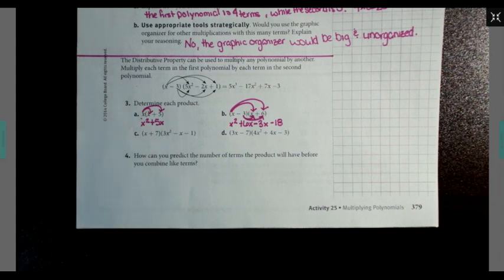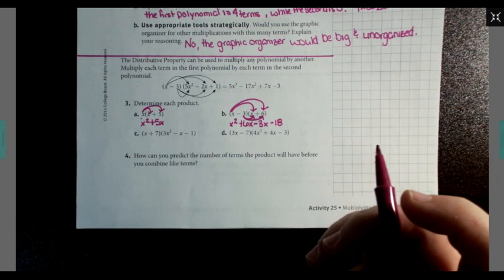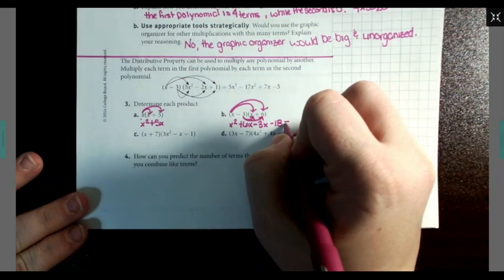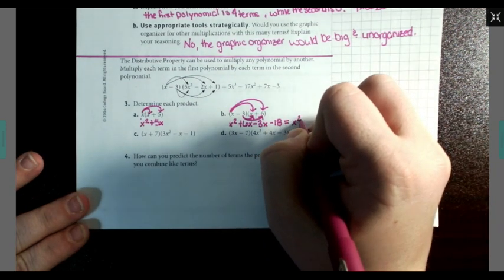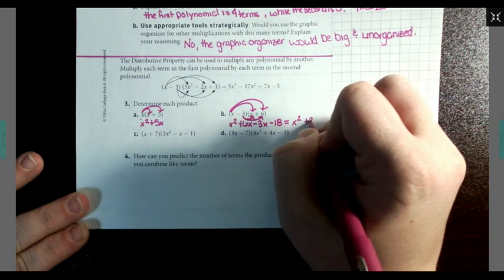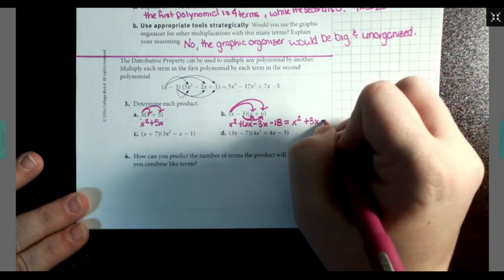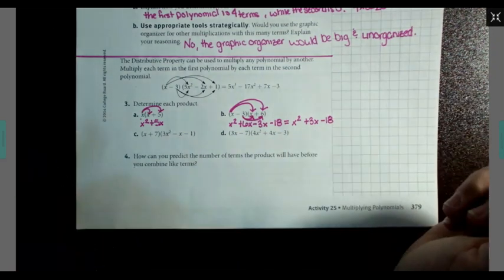All right. So there is one last thing I need to do with that example B or question B. We need to combine like terms. So we have x squared plus 3x minus 18.